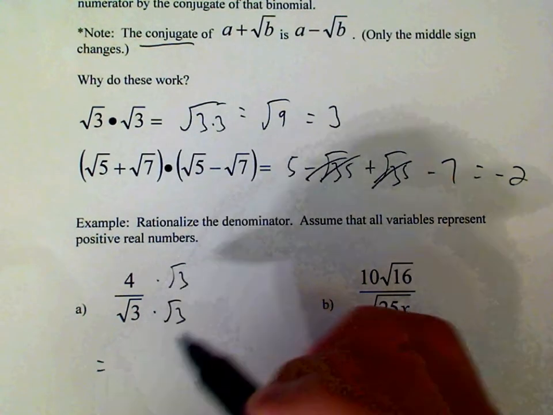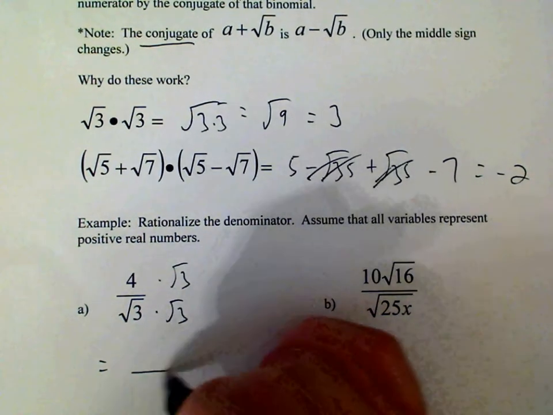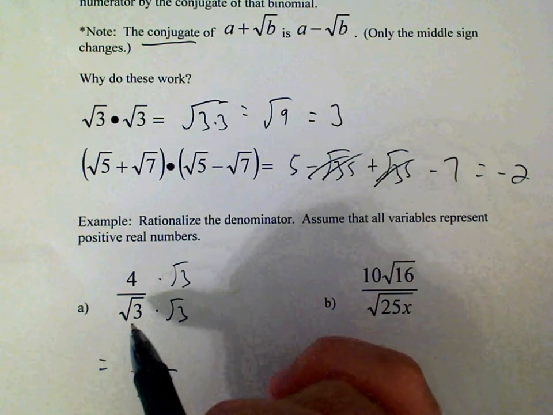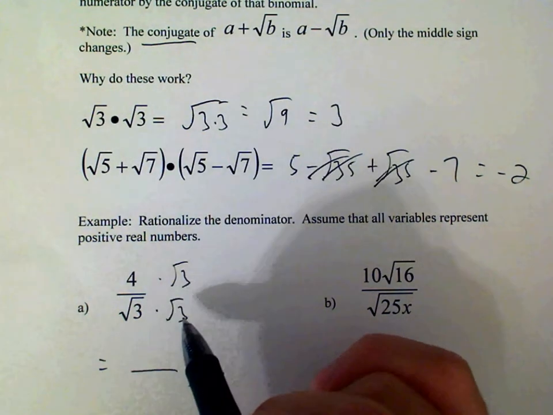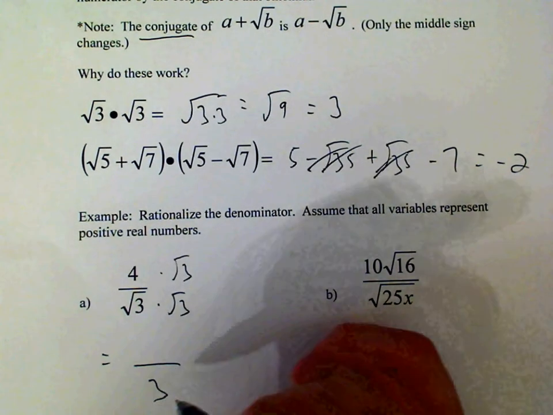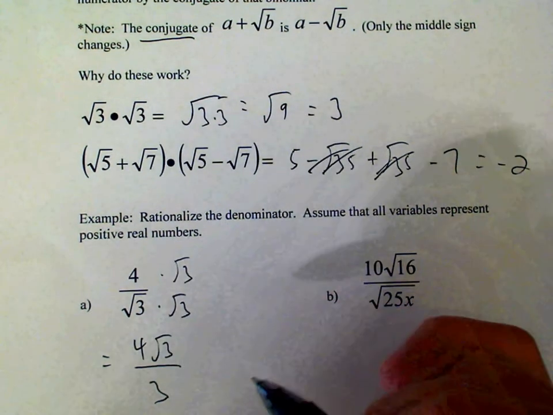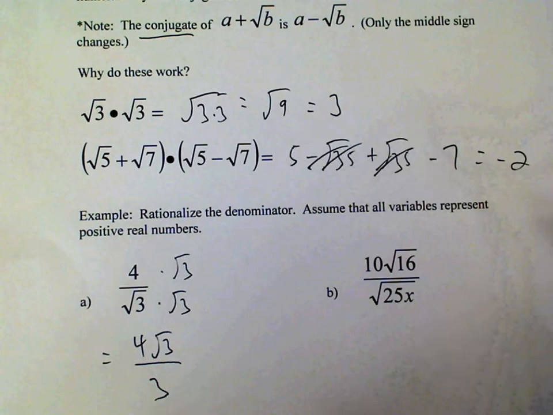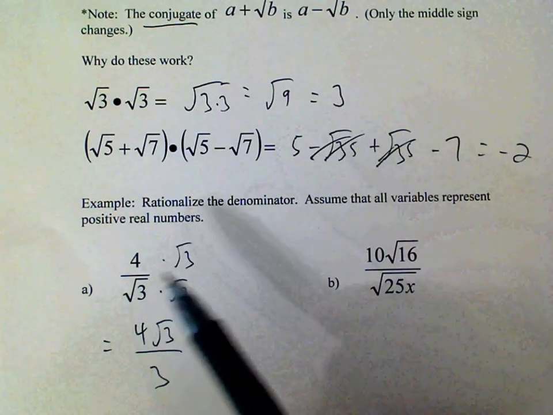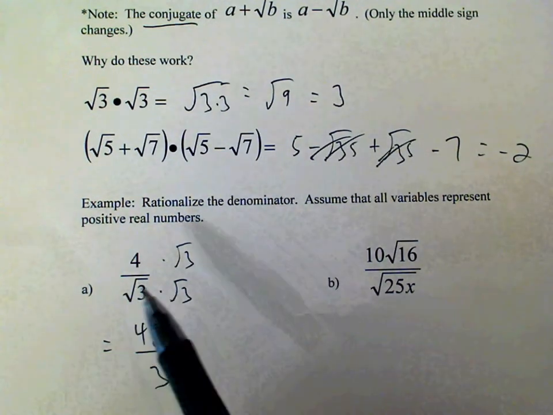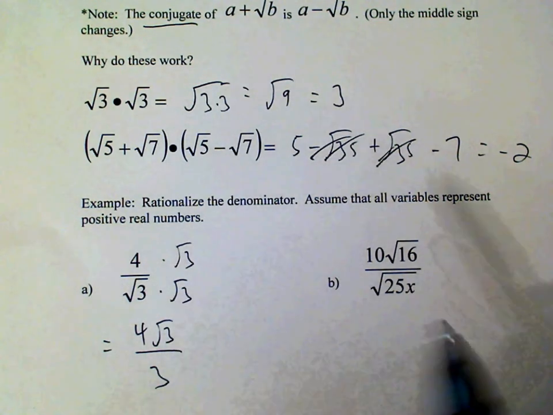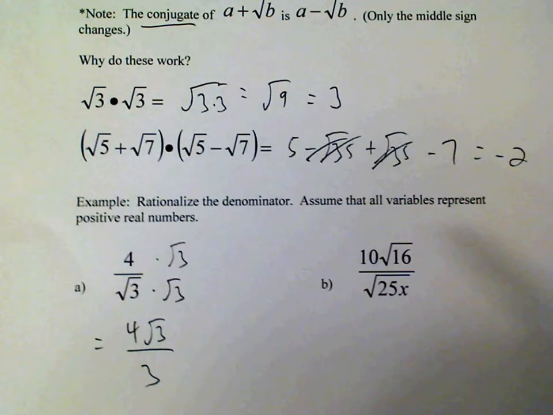When we do that, I always do the bottom part first, just to make sure we don't have any square roots. What's square root of 3 times square root of 3? That's square root of 9. What's square root of 9? 3. And the top, 4 times square root of 3 is 4 square root of 3, and we're done. That's all we're doing. We're actually just transforming the appearance of our fraction, having a fraction with no radicals in the denominator.